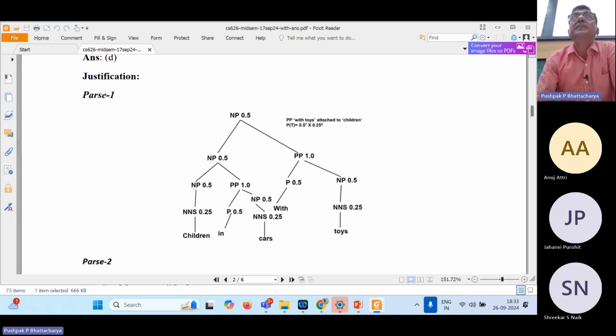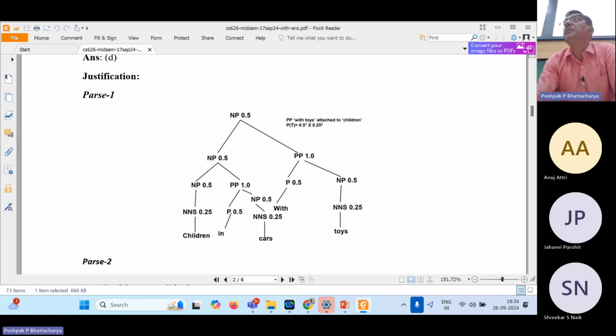Okay. One of them is the head, the other is the modifier. The head of the head phrase will be attached to by the head of the modifier. So now, what is the head of the preposition phrase? It has to be a preposition. So this is with.